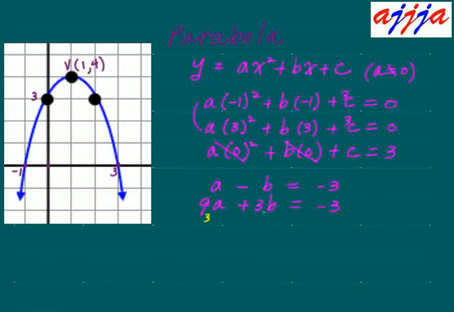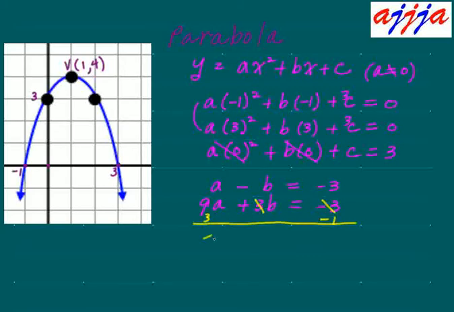So this is going to be 3a. What about this one? This is going to be 1, that means this is going to be gone, so just the b. What about this one? This is going to be negative 1. Now, bottom and top, we have negative b and plus b, so we can add these two equations right here, right?